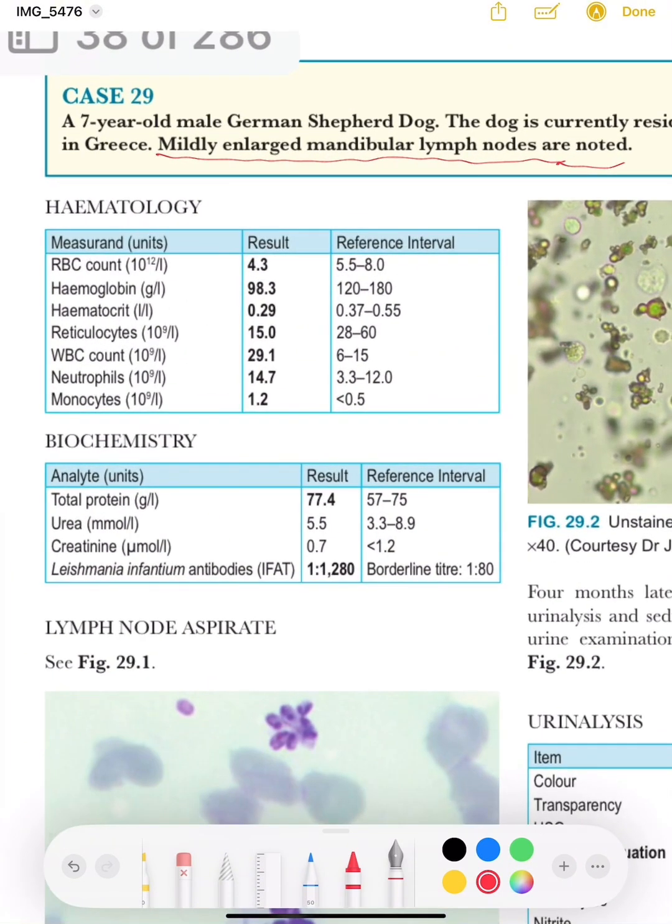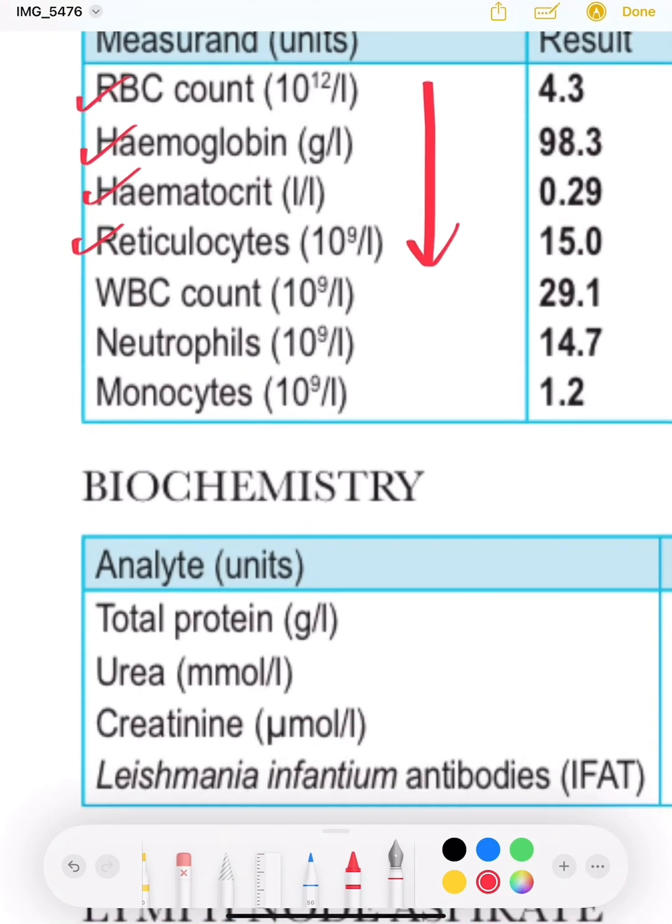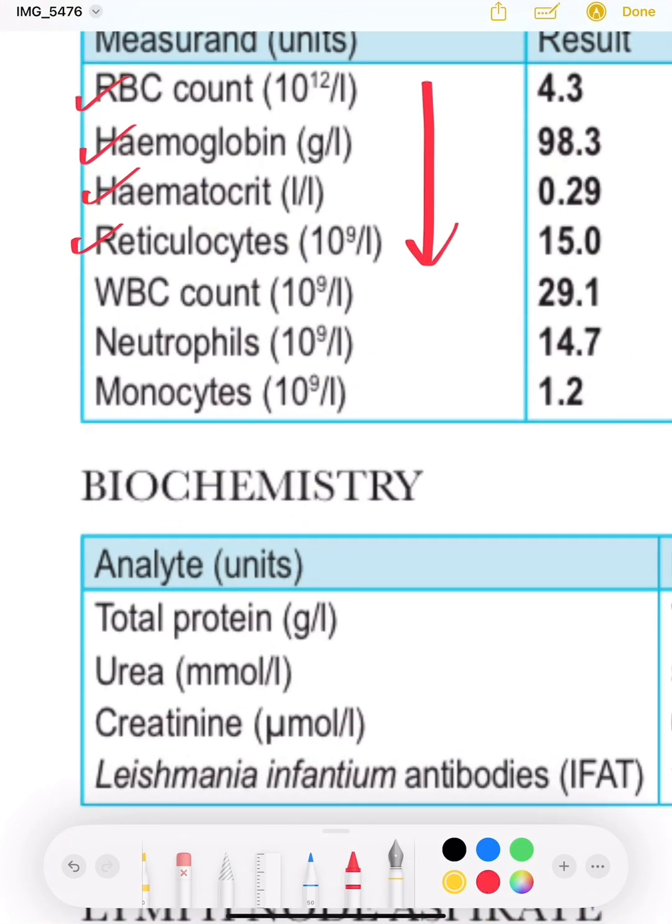First we are going to look at the hematology. We notice that the red blood corpuscle count, hemoglobin, hematocrit, and reticulocytes are all lower than normal. And the white blood cell count, neutrophils, and monocytes are all higher than normal.